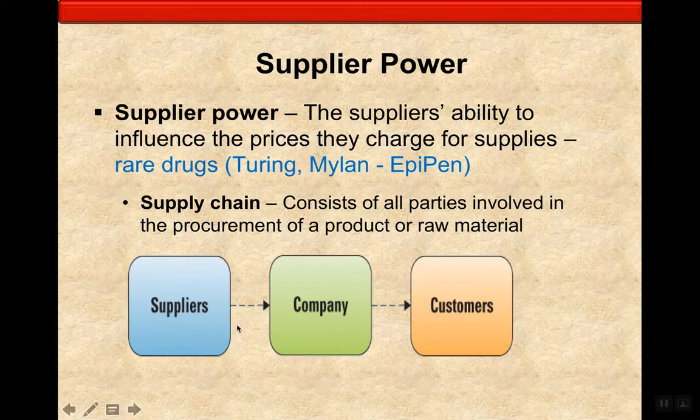As we look at this whole sequence here, suppliers, company, and customers, this is something we call the supply chain. You'll hear this term used a lot. So it's really the end to end. Supply chain is suppliers supplying to a company, and the company providing to its customers. So this reflects the end to end stakeholders, with interactions occurring in between.